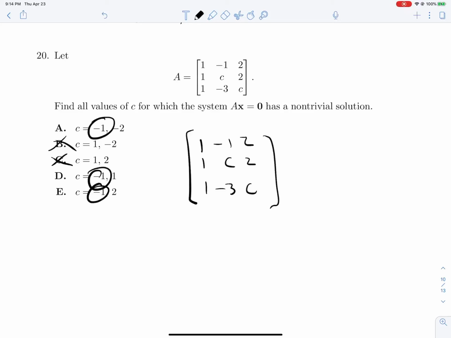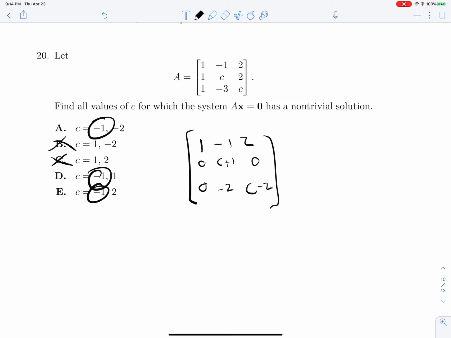Okay, let's subtract row 1 from row 3. We get 0, -2, C minus 2. Let's subtract row 1 from row 2, 0, C plus 1, 0, and there's our other solution. This whole step was completely useless. We see that if C is equal to -1, oh wait, that's the one we already found. That's the solution we already know about. So that's just showing you kind of what we were talking about there. Yeah, so -1, still very much a solution there.